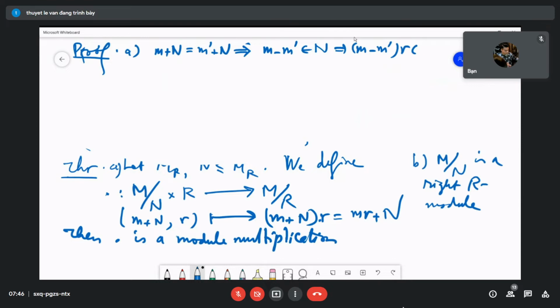And for B, you check the module axioms, since M over N is already an abelian group.